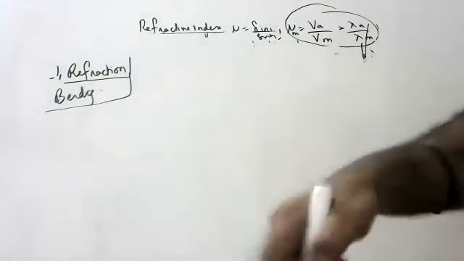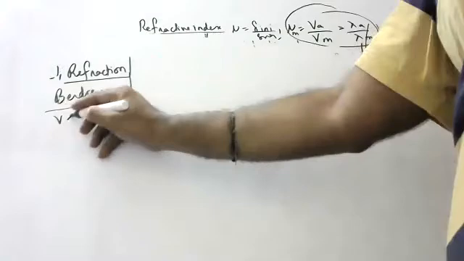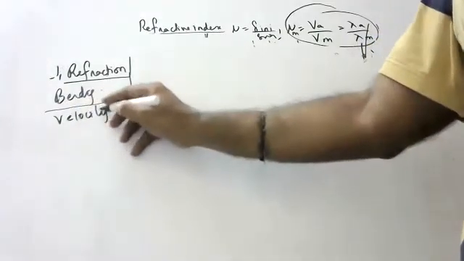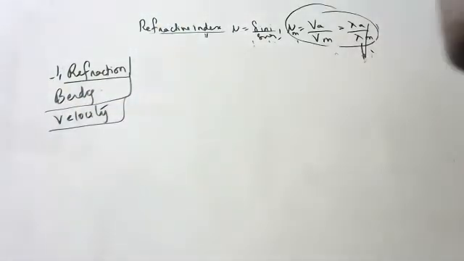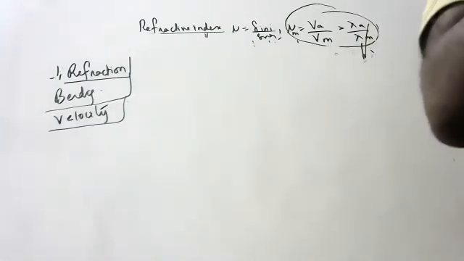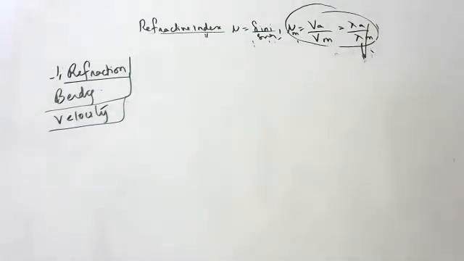Why does it bend when it enters from one medium to another medium? Due to change in the velocity of light. Due to change in the velocity of light, light bends when it enters from one medium to another. Bending of light is called refraction. Only when it goes to another medium will it bend. In the same medium, it won't bend.